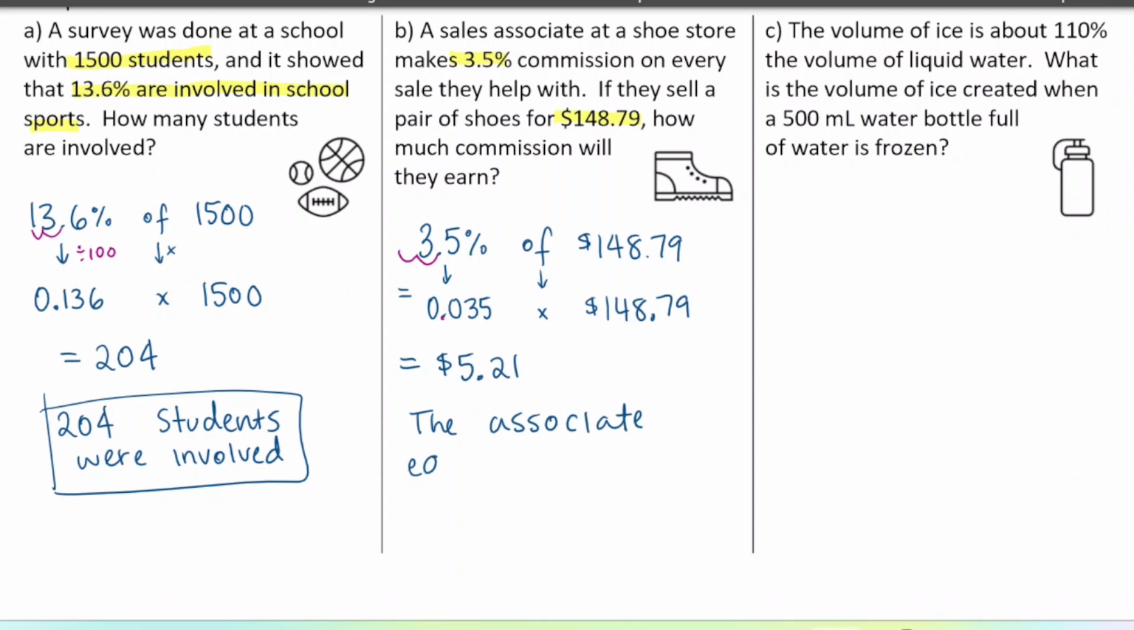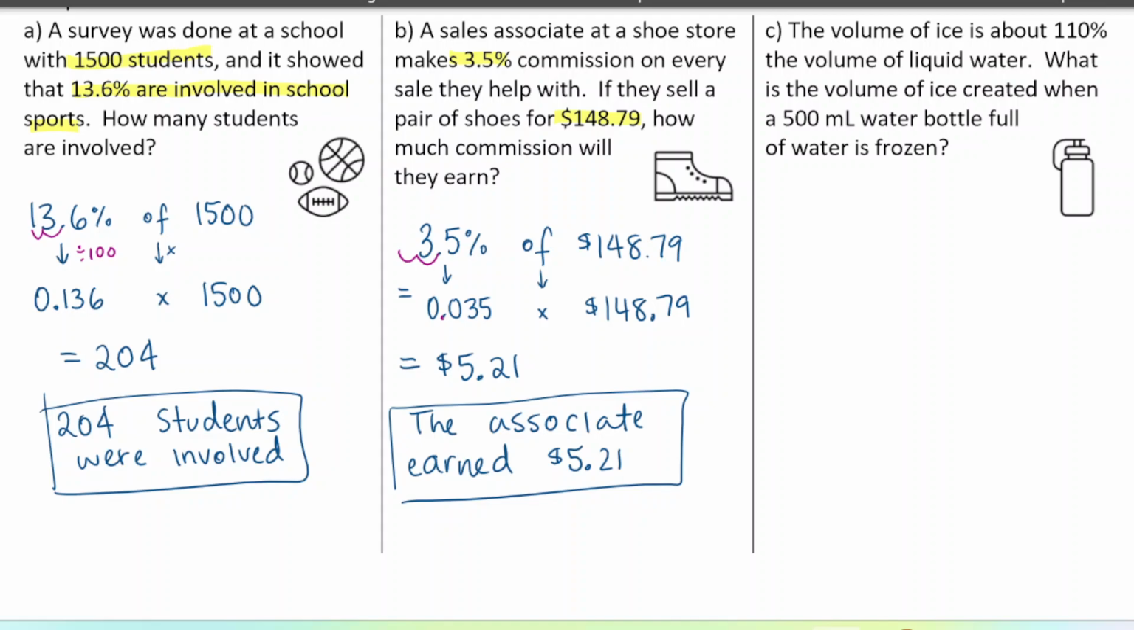earned that. So that's why you have to be careful if you go to a store where the salespeople make commission, just because they might be trying to sell you the more expensive shoes or whatever you're buying, so that they can make a little bit more commission.